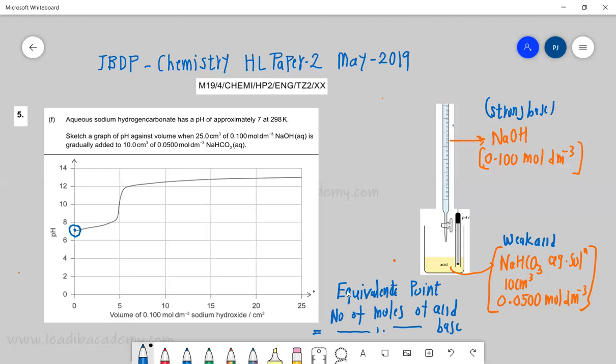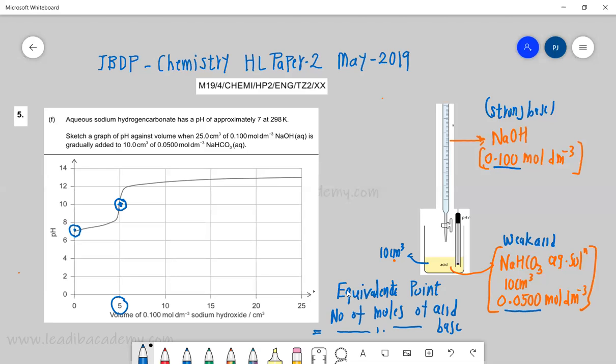The NaHCO3 molarity itself is half as compared to the NaOH. You can clearly see this is 0.1 while here it is 0.05. So it is double. Please remember that we have taken the acid of only 10 cm³. So at what volume would the number of moles be equal? Simple, at 5 cm³ we should get the equivalence point. That means almost the midpoint of this. So that is the logic.